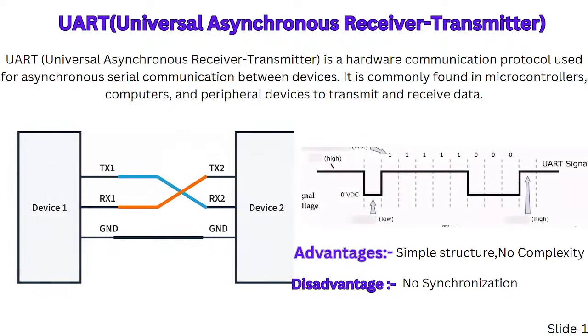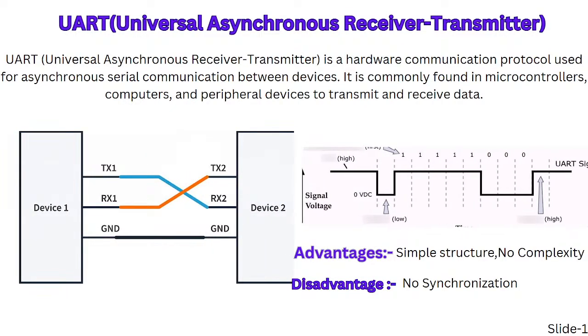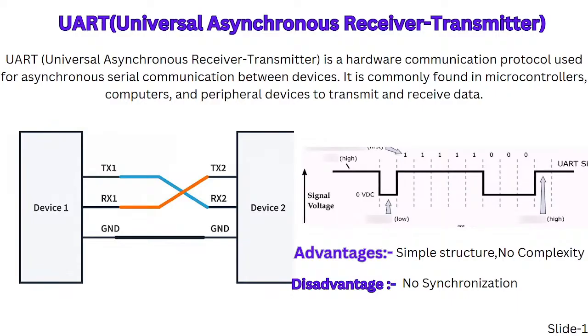UART is a universal asynchronous receiver and transmitter. Why is it named asynchronous? Because there is no serial clock between device 1 and device 2. This is the meaning of asynchronous: no clock is required to transfer the data between the two devices.